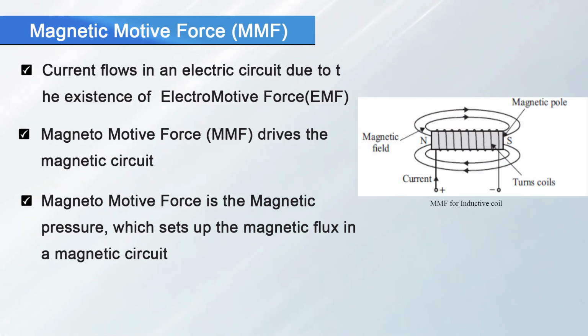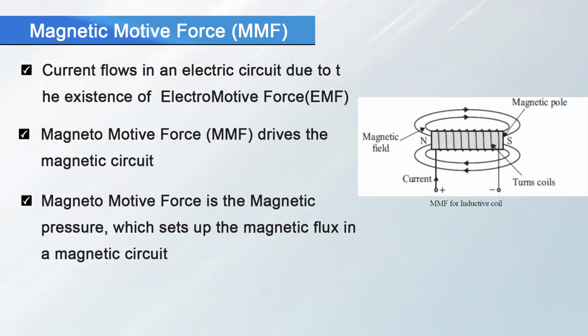Now let us see what magnetomotive force is. The current flows in an electric circuit due to the existence of electromotive force or EMF. Similarly, in the magnetic circuit, magnetomotive force or MMF is required to drive the magnetic flux in it. The magnetic pressure which sets up the magnetic flux in a magnetic circuit is called MMF. The SI unit of MMF is ampere turns, and you can see that the strength of the MMF in the inductive coil shown in the figure is equivalent to the product of current around the turns and the number of turns of the coil. It is expressed as F is equal to Ni.